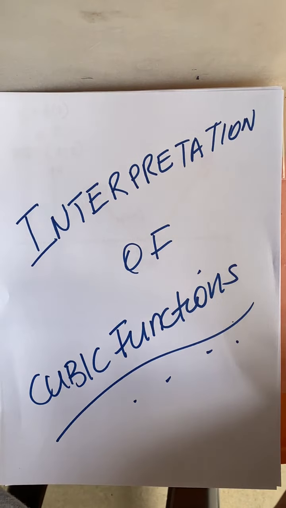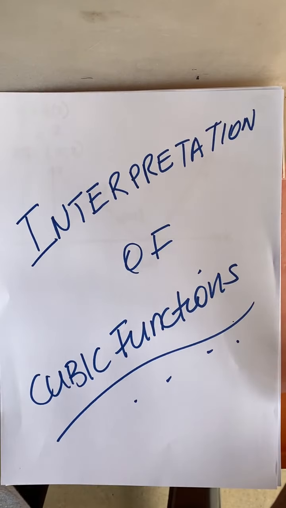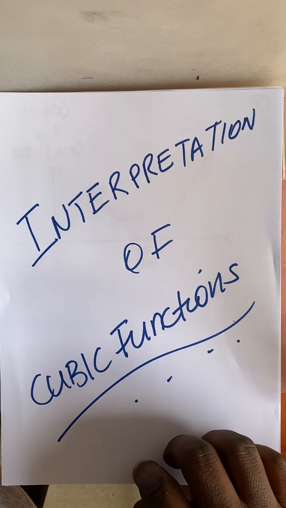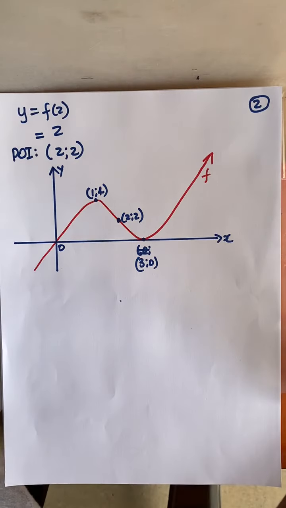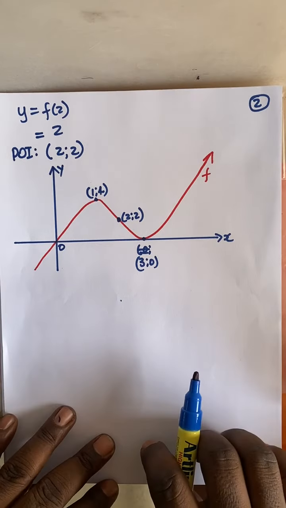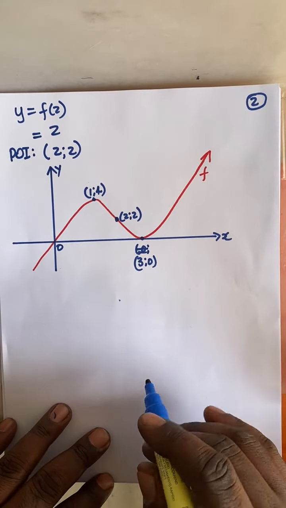The interpretation of cubic functions. What is it about? If we talk about the interpretation, I will just take a look at two of the graphs that we sketched yesterday. Let's start with this one. If you look at this graph, I can't remember what the equation was, but what do we know as far as everything is concerned?